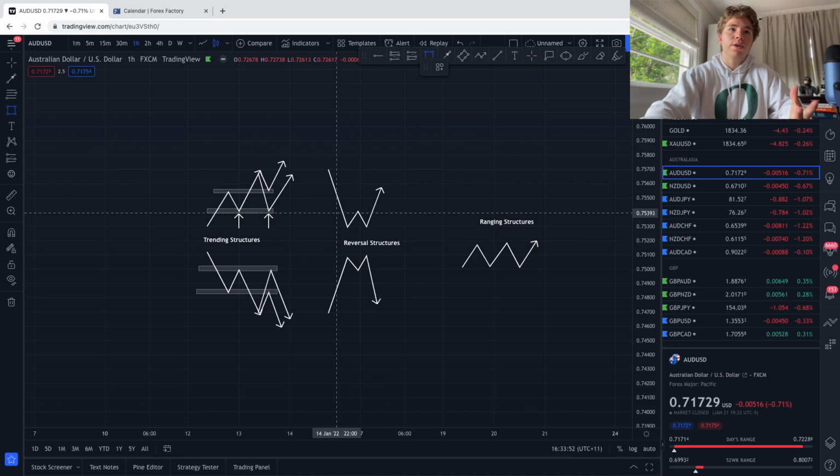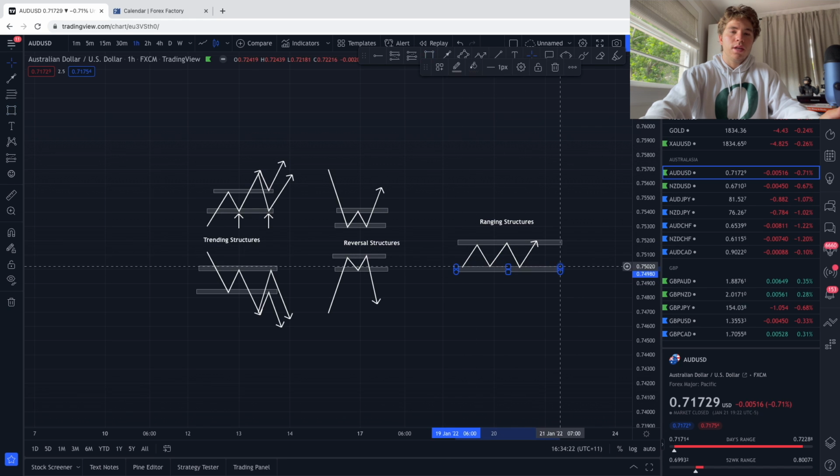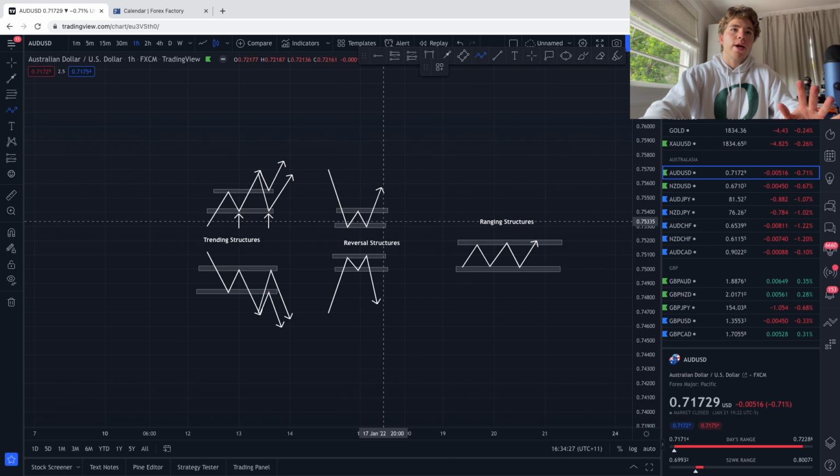I think you guys can figure out with reversal structures, this is a key area, and this is a key area. Exact same thing with the opposite direction. This is a key area, and this is a key area. There are only two possible key areas with each of these structures. With ranging structures, this is the key area, and this is the key area. Now let's look at an example of how this could play out.